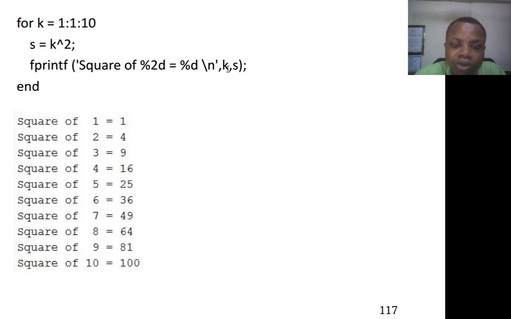Okay, and this is just going to give us the k value, and then the square of k. In this case the square of k is s. Remember, if k is equal to 1, s is also equal to 1. If k is equal to 2, s is equal to 4. So this is just going to loop until k has gone from 1 to 10. As soon as k gets to 10, the code is terminated.